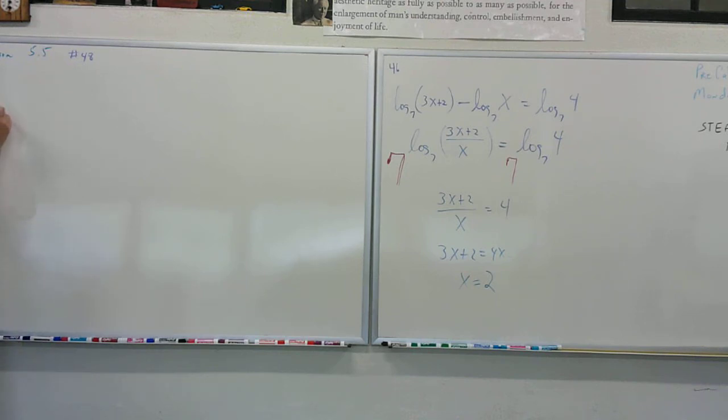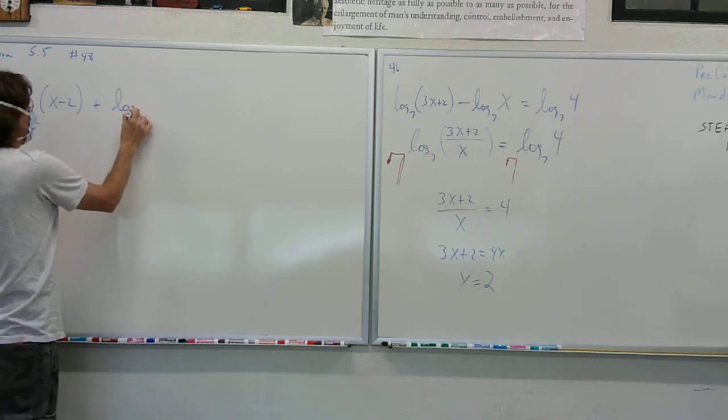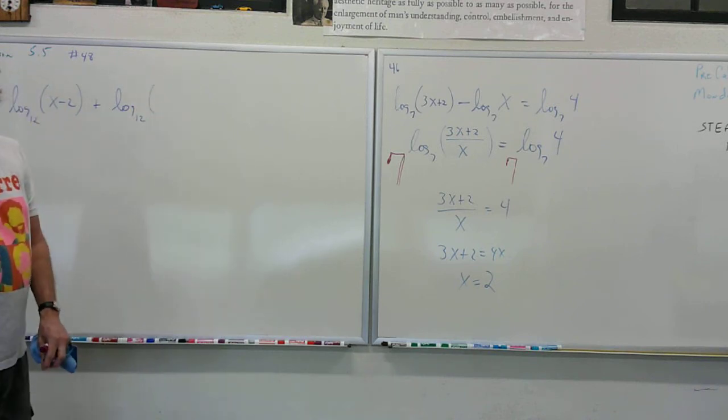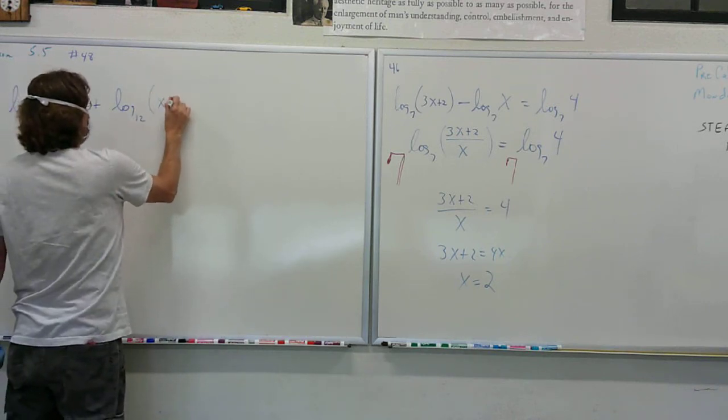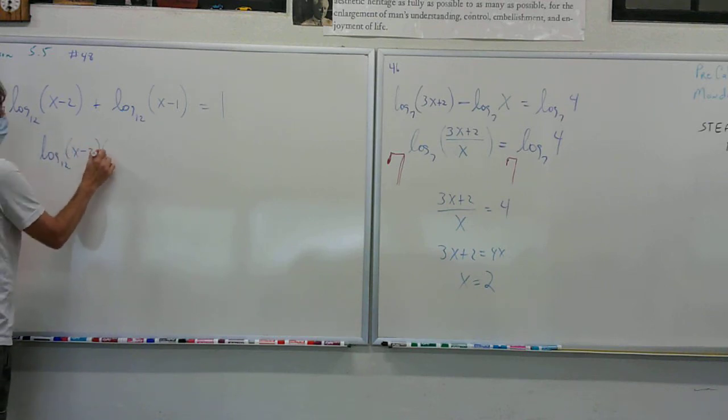Log base 12 of x minus 2, plus log base 12 of x minus 1, equals 1. You probably have already realized you must combine those 2 logs. How many of you had already started doing that? You already knew you had to. Now, you're going to have to multiply those together. x minus 2 times x minus 1 equals 1.